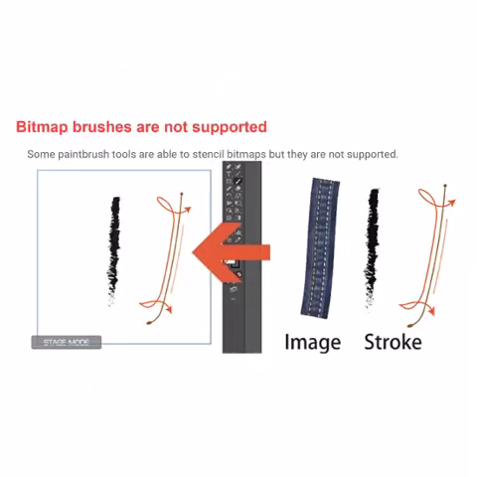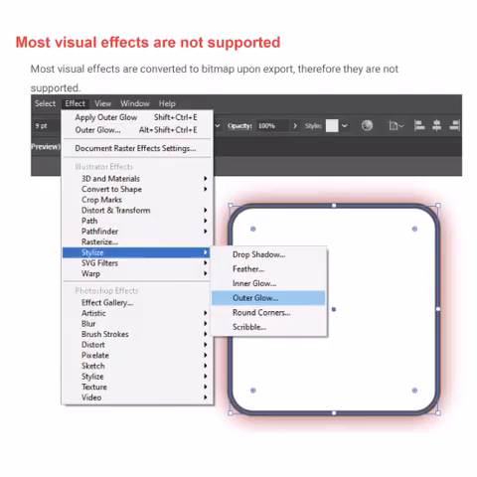Big one to note: bitmap brushes are not supported. Whether it be image or a stroke, doesn't matter. If it's stencils, bitmaps, they are not supported. Need to remember that one. Another really disappointing one is that most visual effects are not supported by Cartoon Animator 5. Why? Because the visual effects are converted to bitmap when they are exported. Therefore, they are not supported in Cartoon Animator 5.